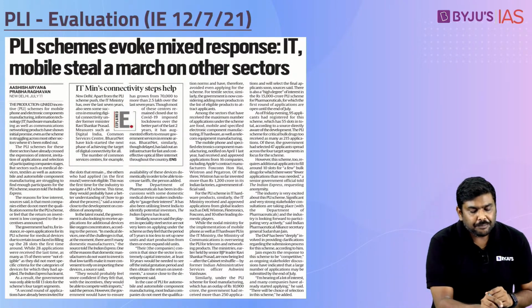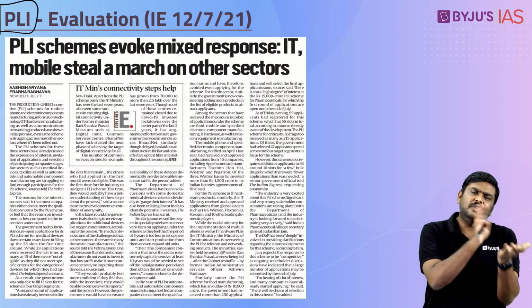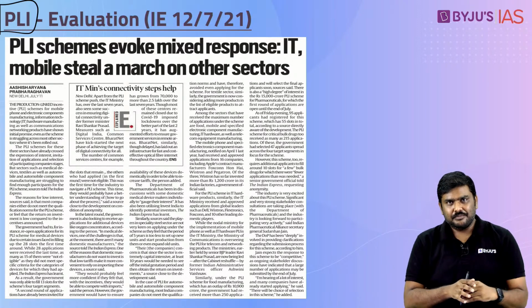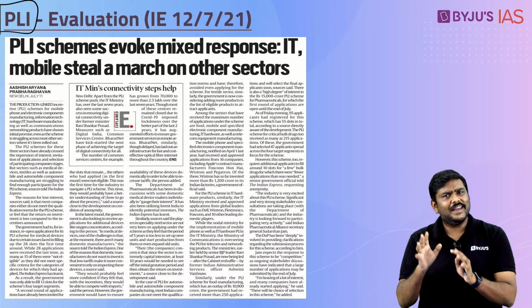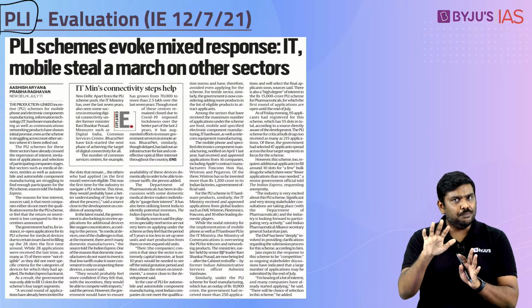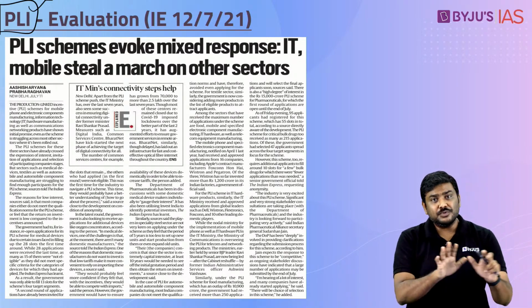Next article, PLI evaluation. Now I will not be discussing the concept of a PLI, we have already covered it in the earlier videos. What is the evaluation? Because if a question is asked, which is very likely in the UPSC mains, you are supposed to write certain points beyond the introduction to PLI. Now what is the evaluation of this particular production linked incentive scheme so far?